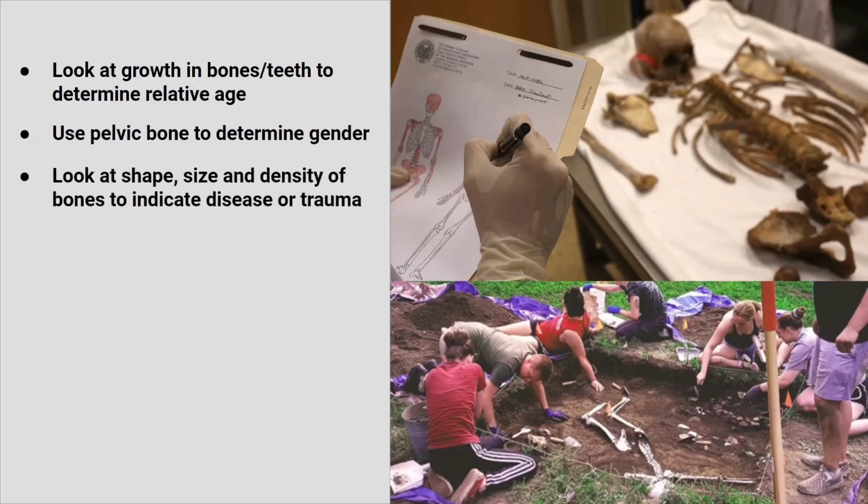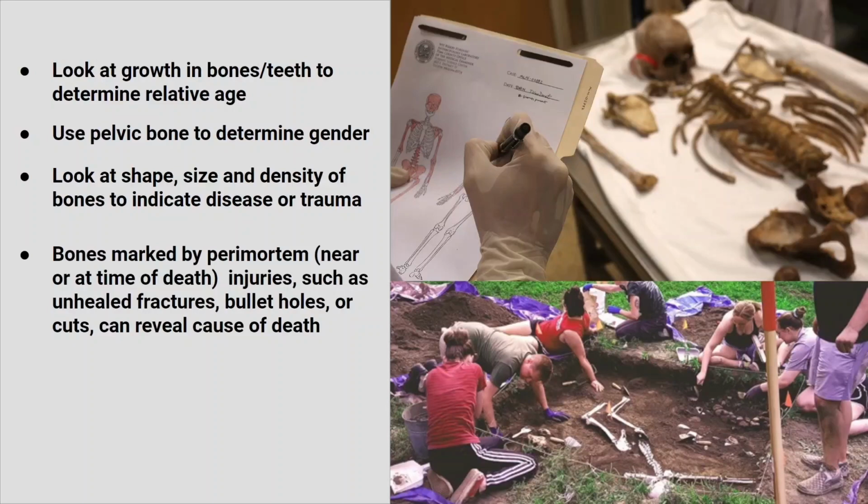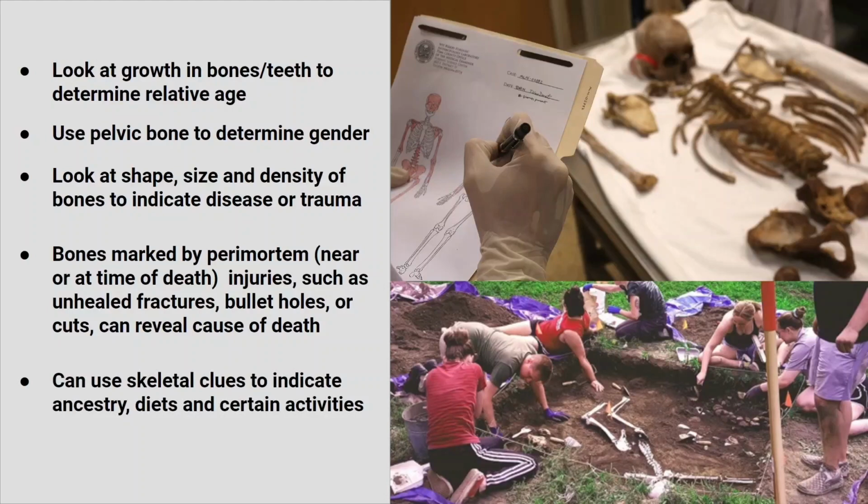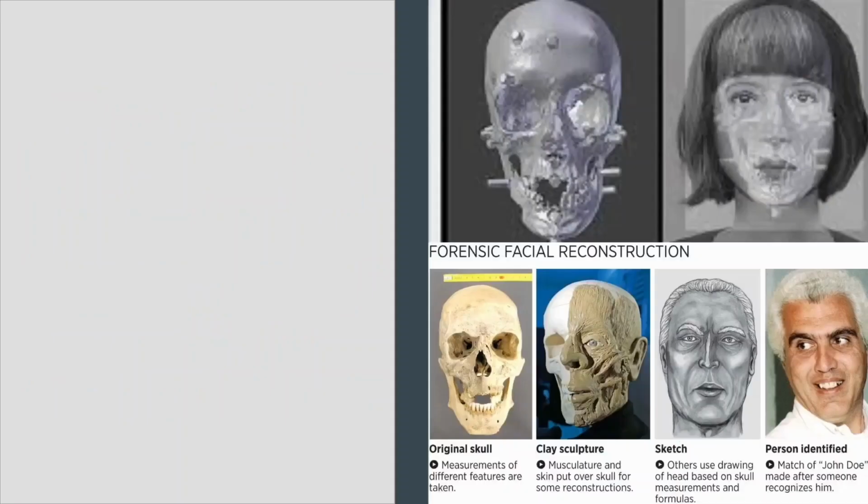They look at shape, size, and density of bones to indicate disease or trauma. They also look at bones marked by perimortem, or near death / at time of death, injuries, such as unhealed fractures, bullet holes, or cuts, which can reveal cause of death. They can also use skeletal clues to indicate ancestry, diet, and certain activities that the victim might have participated in.